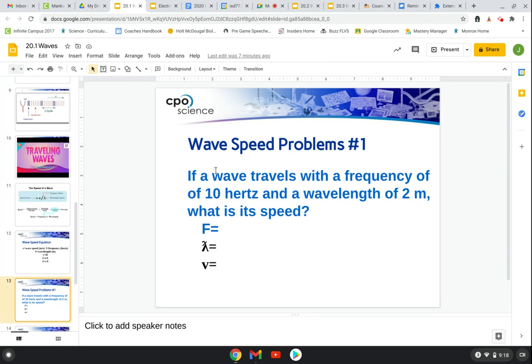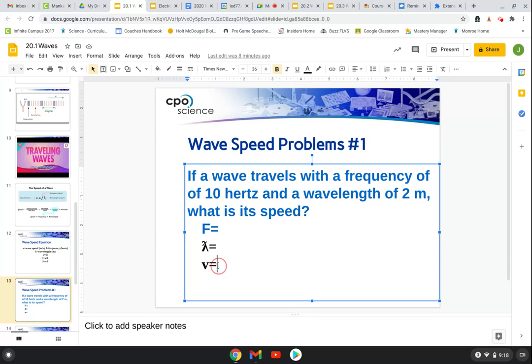So wave speed problem number 1 says if a wave travels with a frequency of 10 hertz and a wavelength of 2 meters, what is its speed? So first off, we do not know speed. It says what is its speed? So right here by speed, I'm just going to put a question mark. That's going to be my variable x that I'm going to solve for. Now I'm going to find frequency and wavelength. Remember, frequency is in hertz, so 10 hertz. Wavelength is in meters, so 2 meters. Knowing those units is super important because that will help us.